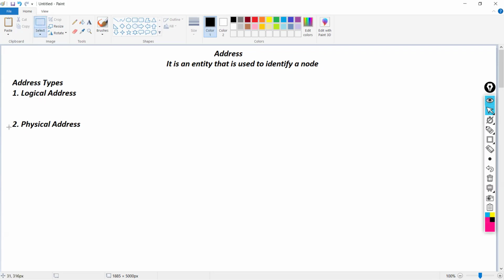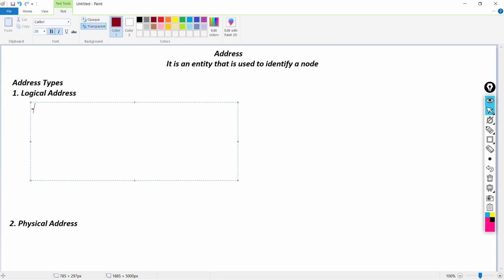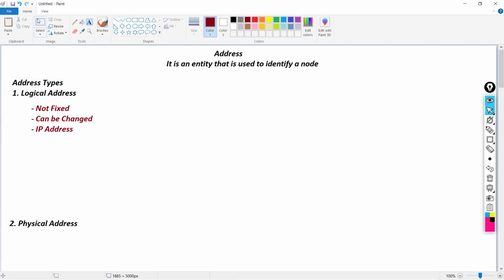So about a logical address, what do we say? I think during the network components, I have discussed this. So logical address means not fixed. And if it is not fixed, that means it can be changed. Now, an example of a logical address would be the IP address. And what about physical? Fixed.